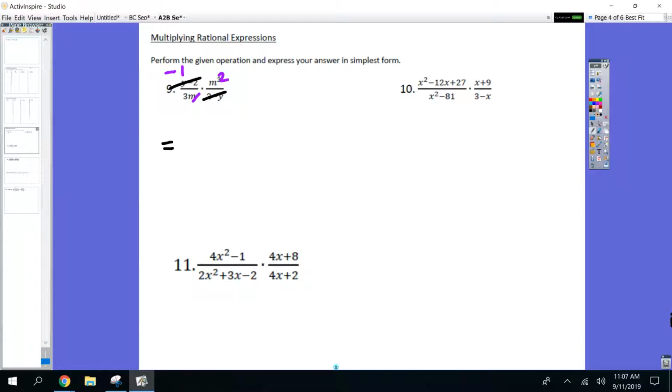All right, kids, here we go. What's left on top? An M squared and a -1. So together give me negative M squared. And then what was left on the bottom? Just a 3. Is there anything else you could do there?